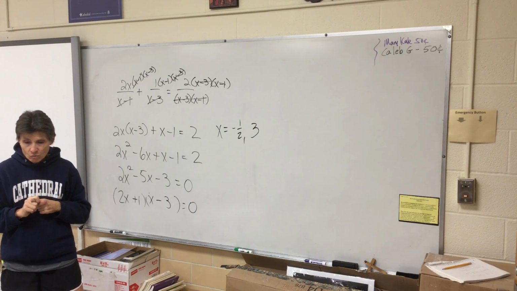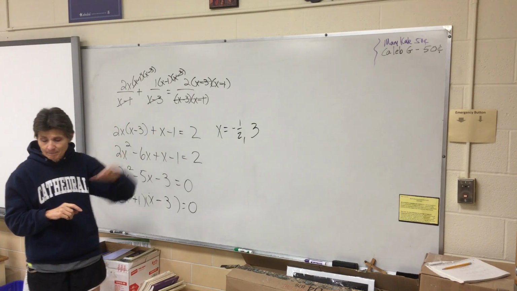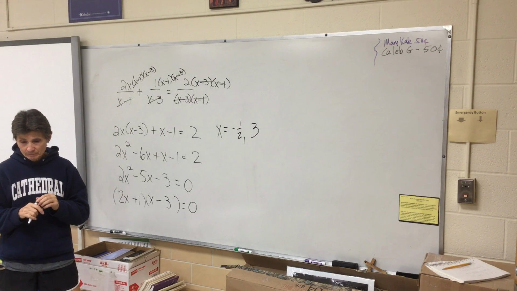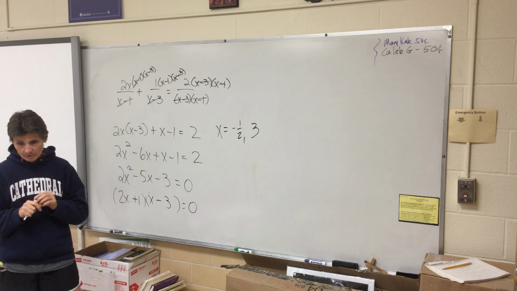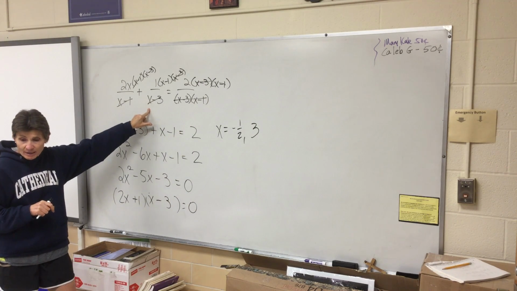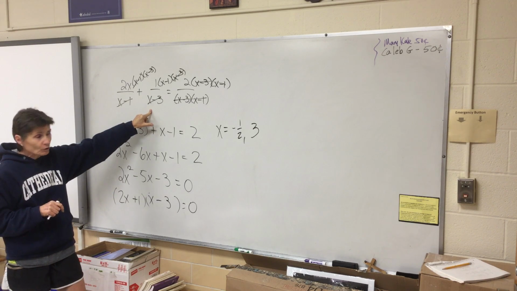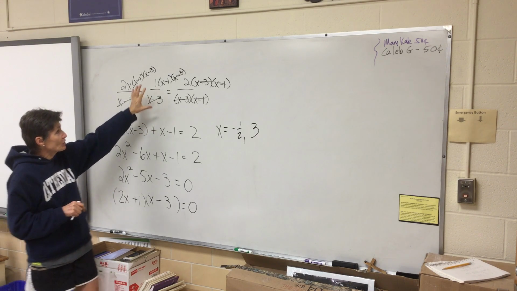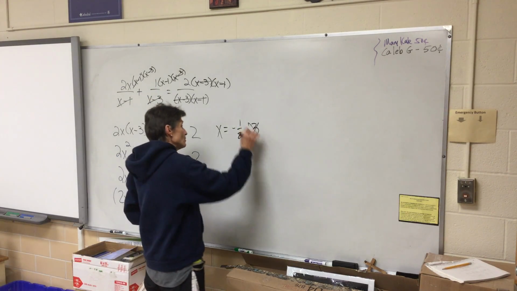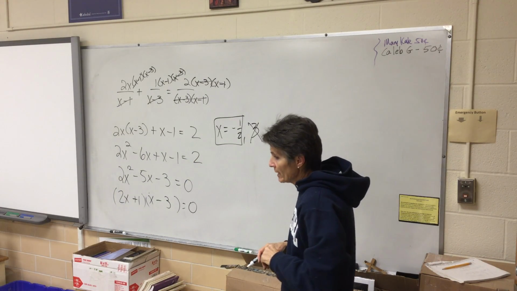Now, for the first time today anyway, my extraneous root radar is coming up, because I know that whatever I put into my original problem cannot make the denominator 0. Do you see what would happen if I put 3 into my original equation? That is going to be trouble, isn't it? So 3 is an extraneous root, and the only answer is -1/2.